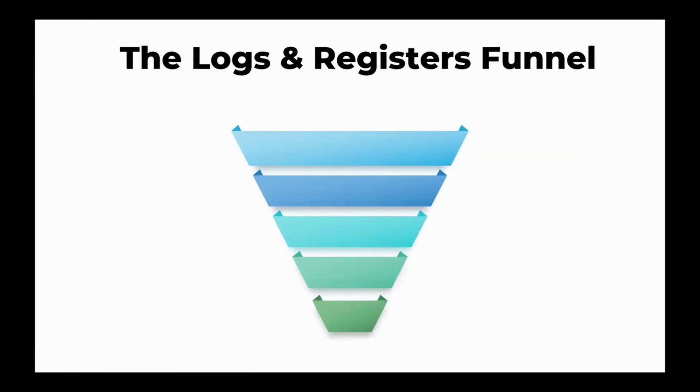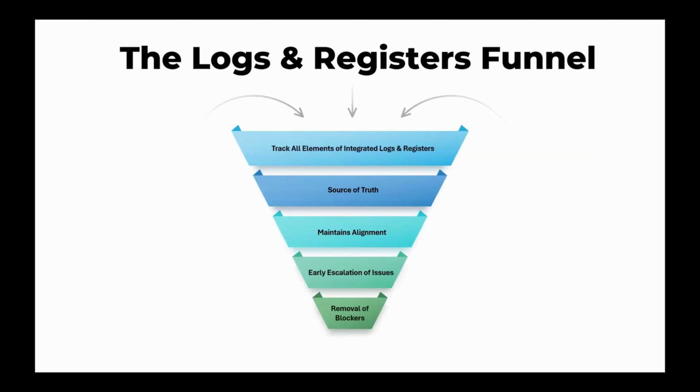The logs and registers funnel works just like all the others. What you put in is what you get out. So essentially, if the PM can track all elements of the logs and registers document accurately, it becomes that source of truth for the project stakeholders. That source of truth will maintain alignment across the project team, and good alignment allows you to surface issues early because everyone is on the same page and knows where to look. This helps you remove blockers much more effectively when they do surface, all because people saw the issue coming through clear and accurate documentation. This is a core element of good project management, and that's why logs and registers are so important.